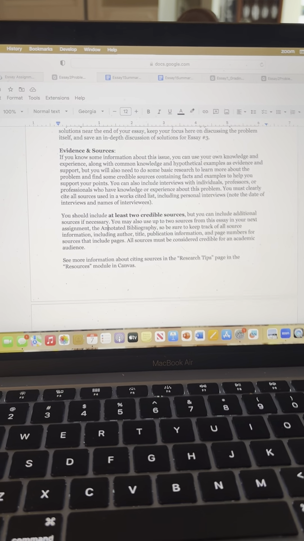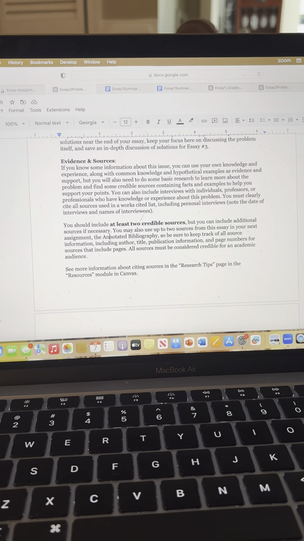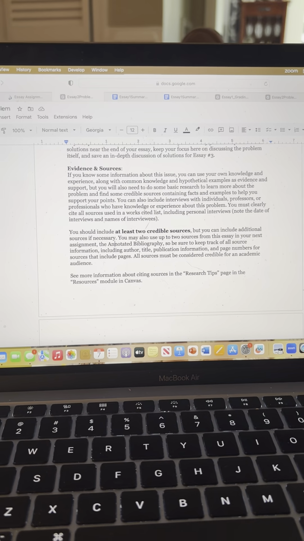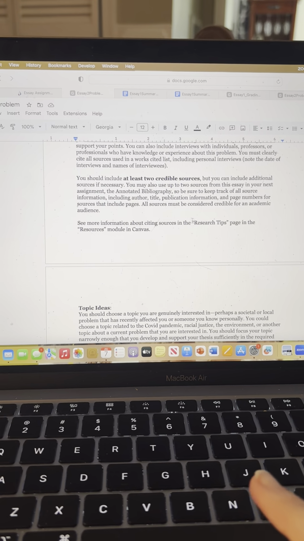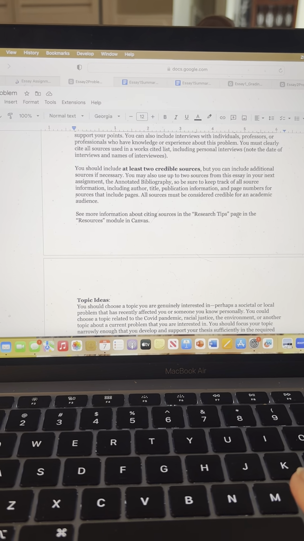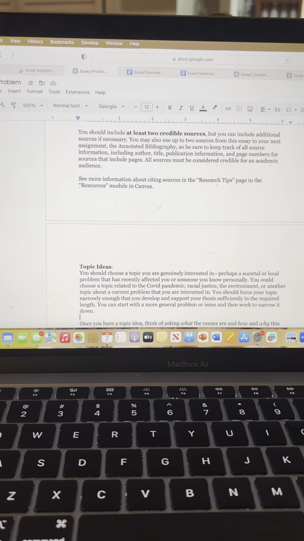So the next assignment is going to be the annotated bibliography. So you can use 2 of these sources that are credible for that. See more information about citing sources in the research tips page in the resources module in Canvas. That is a great, great resource.